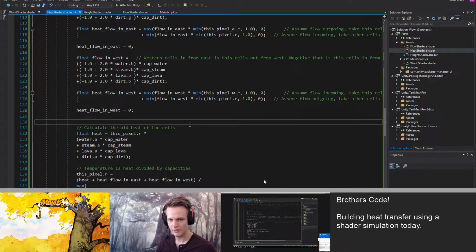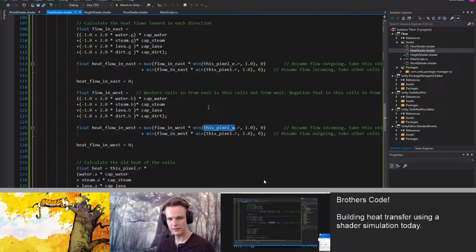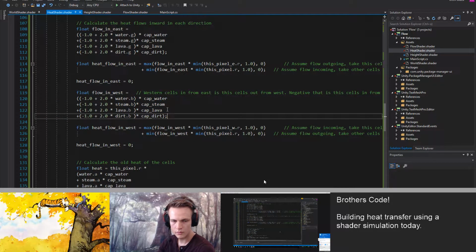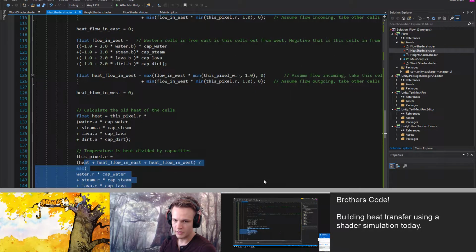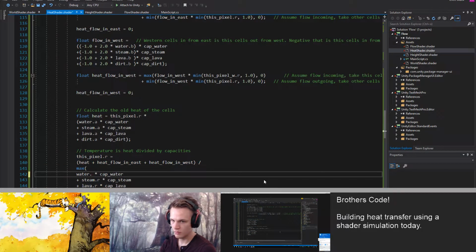So does this hold? The west pixel's temperature. That should work because that's the previous temperature, and those are the previous flows. Right. So everything's being computed using previous values. Okay, maybe that's okay. So down in temperature is heat divided by heat capacities. Use dot A again. YOLO. I don't know why. Let's just use dot A.